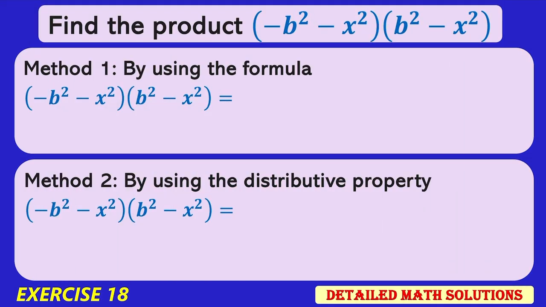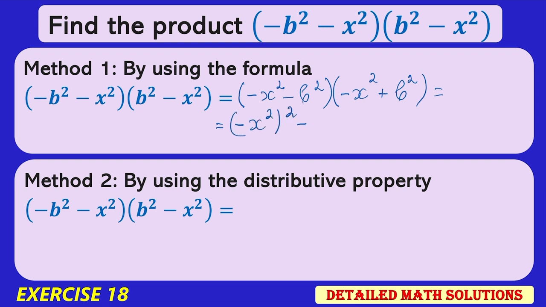Lastly, I'm going to find the product minus b squared minus x squared in parentheses multiplied by b squared minus x squared in parentheses. Again, this expression can be written as minus x squared minus b squared in parentheses multiplied by minus x squared plus b squared in parentheses. And when I apply the formula, this equals minus x squared in parentheses squared minus b squared in parentheses squared, which equals x to the power of 4 minus b to the power of 4.